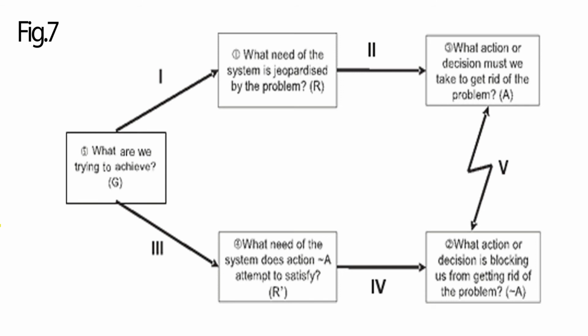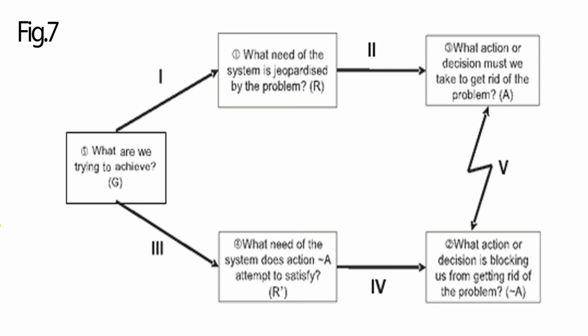From there, we move to step number 3. That's the next question, and it goes to the opposing side of the conflict. What action or decision is blocking us from getting rid of this problem? And that's why you have R, and then you have delta R. You have A and delta A. Remember, when you are constructing conflict diagrams, you always look at the actions, and then you look at the counter arguments, or delta A, not A. Those are the things that create conflict. Then, of course, are the needs of the system, and then you have the counter needs there, and of course, what we intend to achieve at the end of the day.